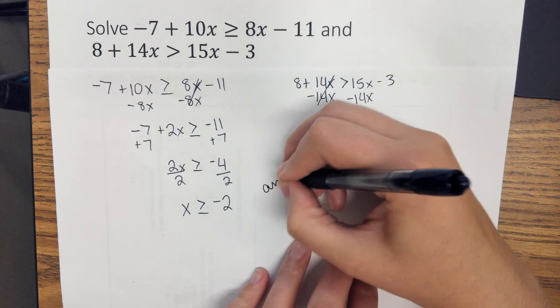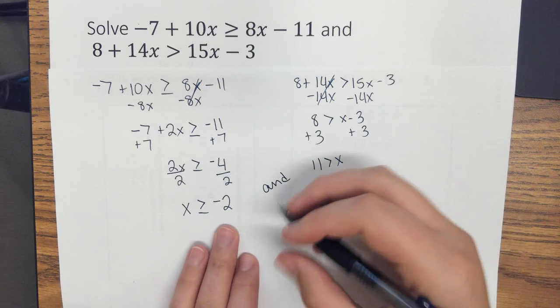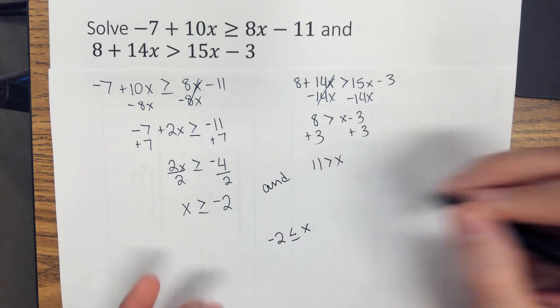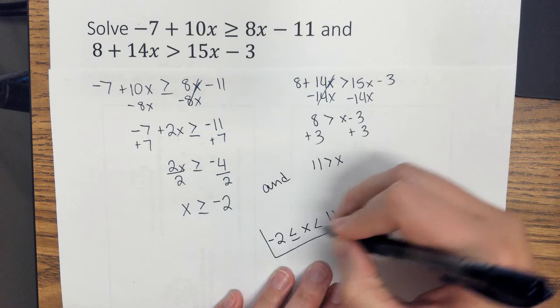So you could write it like this with an "and" in between. Usually if it's an "and," we're going to write it as one big inequality, just like that first example. So you always go least to greatest. So negative 2 is less than or equal to x, because I flipped this around, which is less than 11. That's usually how you'll see it written.